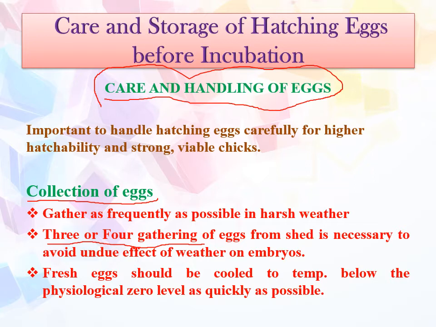Fresh eggs should be cooled to a temperature below the physiological zero as quickly as possible if the storage time is longer. So what is this physiological zero level? The physiological zero level for chicken egg is 20 degrees centigrade. It means it is a temperature at which the internal activity will cease.